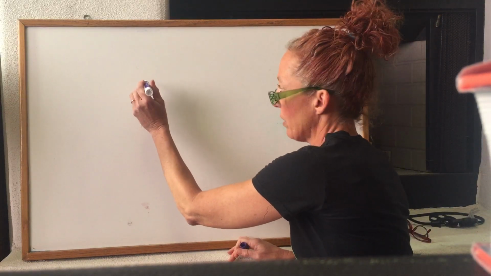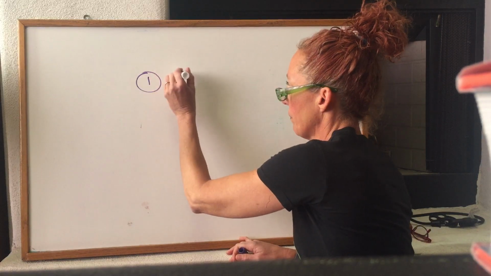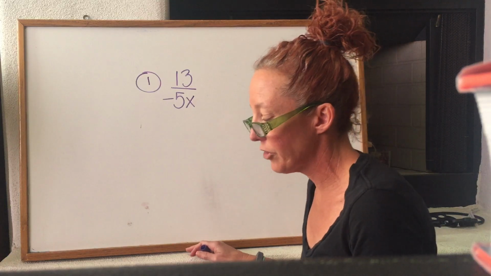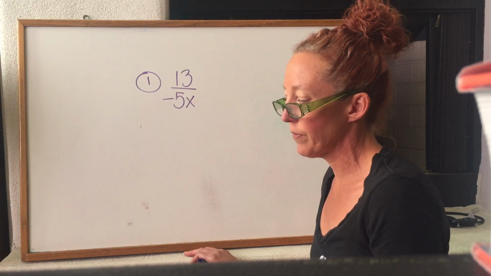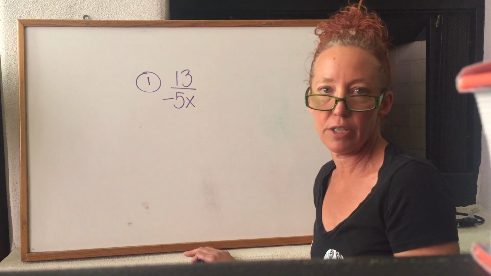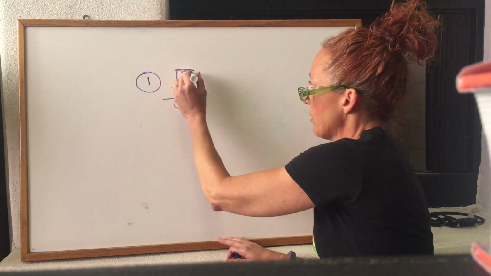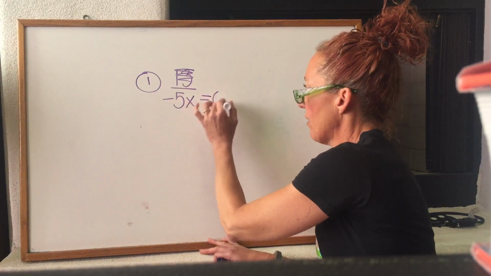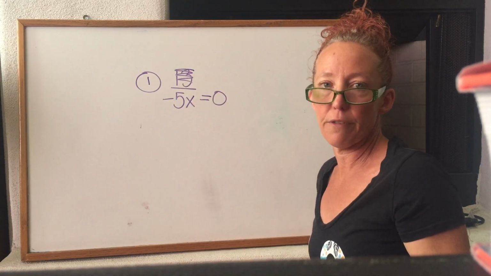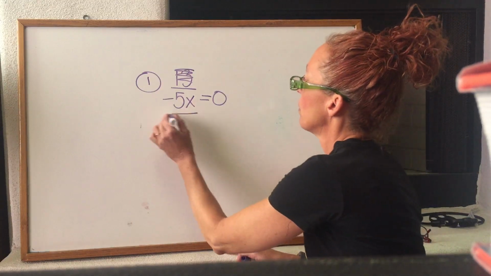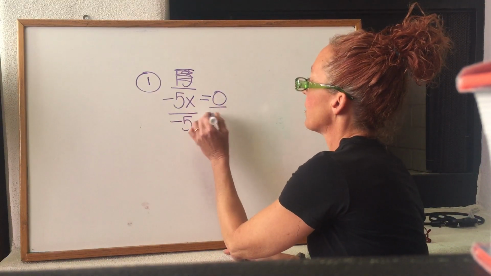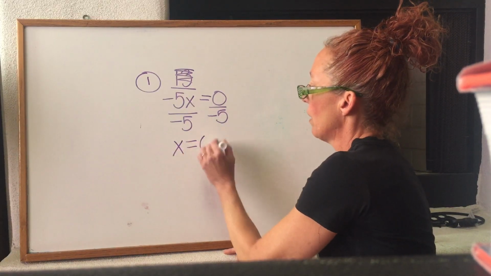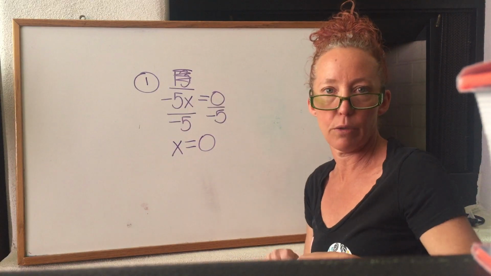So let's get started. Number 1 looks like this, 13 over negative 5. And the instructions say list all numbers for which the rational expression is undefined. So you're basically just going to ignore the numerator. You only want to look at the denominator and set that equal to 0 and solve for x. And that will tell you where it is undefined. So any 0 over any number is just 0. And so that is literally all there is to question number 1.